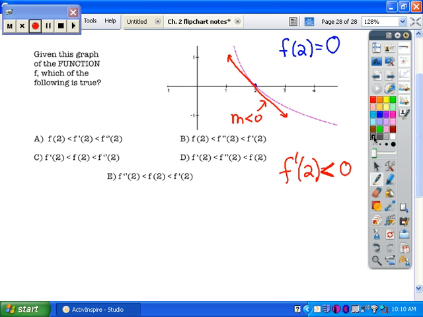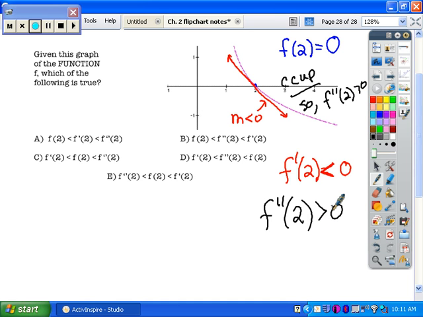The third thing we're going to look at is the second derivative. What does the second derivative tell us about the function? Concavity. When you look at this graph, does it look like a cup going up or a cup going down? Up. So it's concave up. So what does that tell us about the second derivative at 2? It's positive.